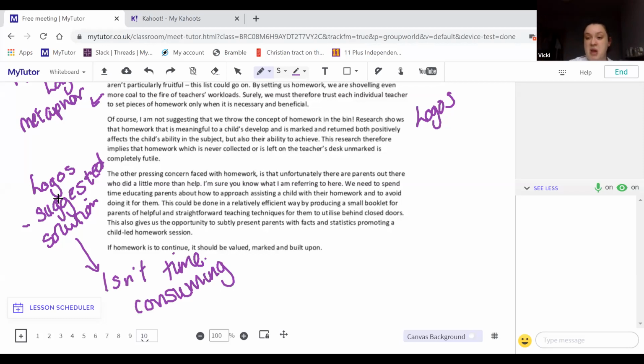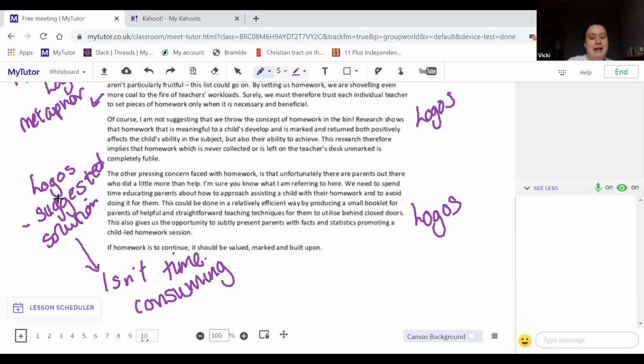It's going to be maybe a pamphlet, maybe 5 pages, that sort of thing. Where we got to. This also gives us the opportunity to subtly present parents with facts and statistics promoting a child-led homework session. So here again, I'm referring to logos, and it is a very clever way of using logos to tell parents not to do children's homework without saying "don't do", implying it, alluding to it.